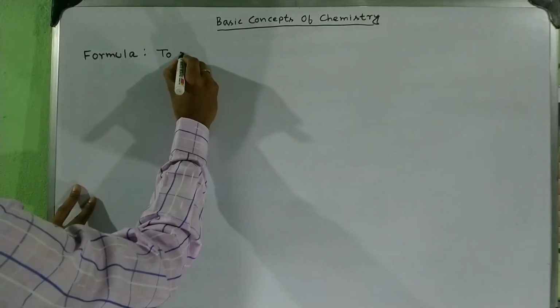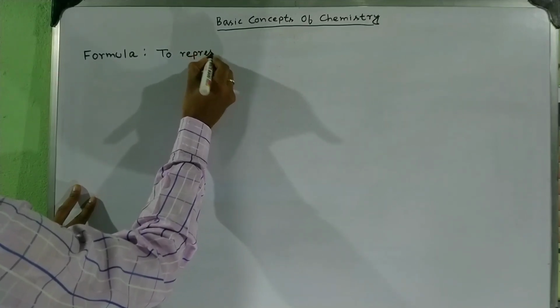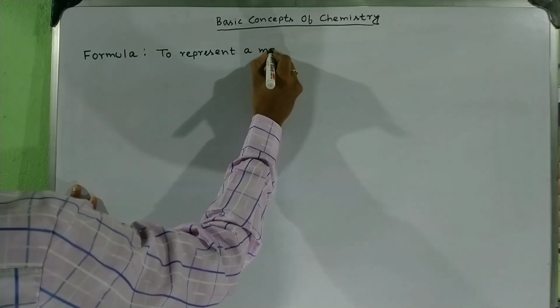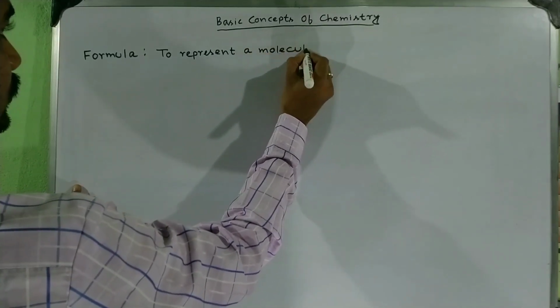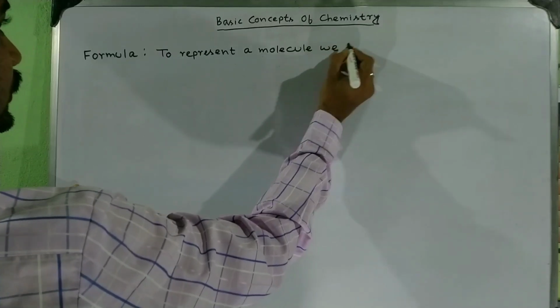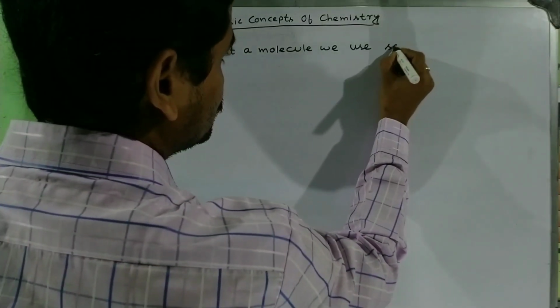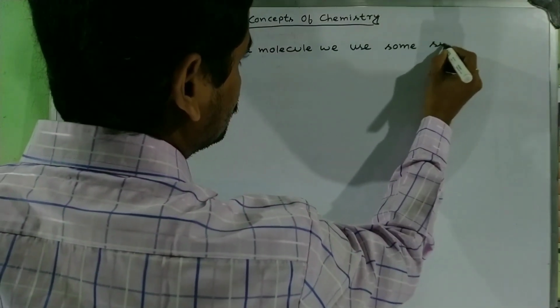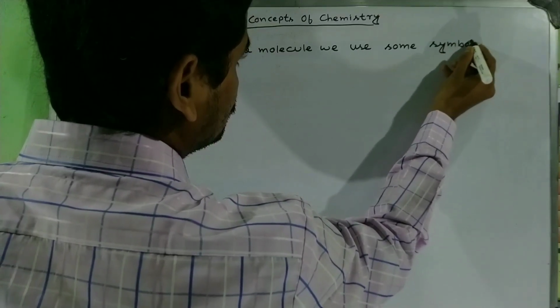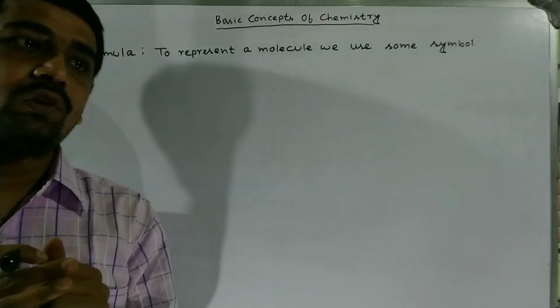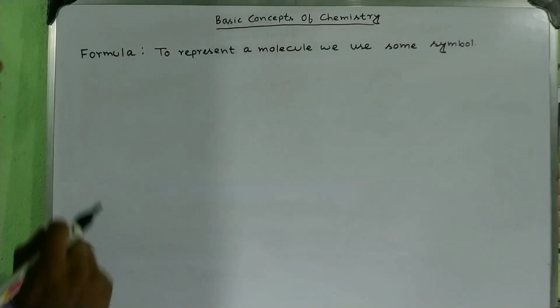To represent a molecule, we use symbols; this is a formula. We all know that the formula of oxygen gas is O2. Okay.